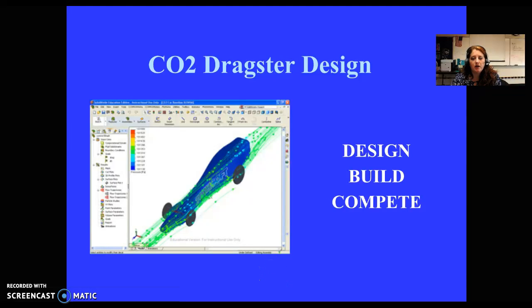Hi guys, I'm here to walk you through some concepts to think about for your CO2 cars. And then at the end I'll introduce the project. Well, I guess I'll introduce a little bit. You will be designing a car and it's going to be made out of wood.